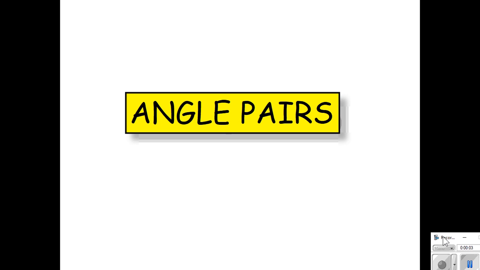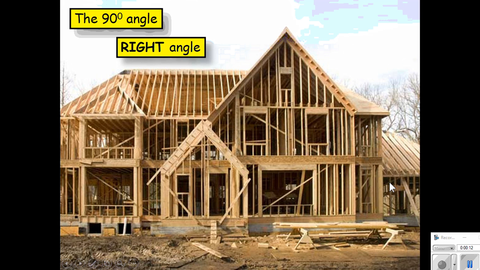Hello geometry students. Today we're going to talk about angle pairs. That's two different angles together that do something special. And there's a couple different types that we'll be talking about.